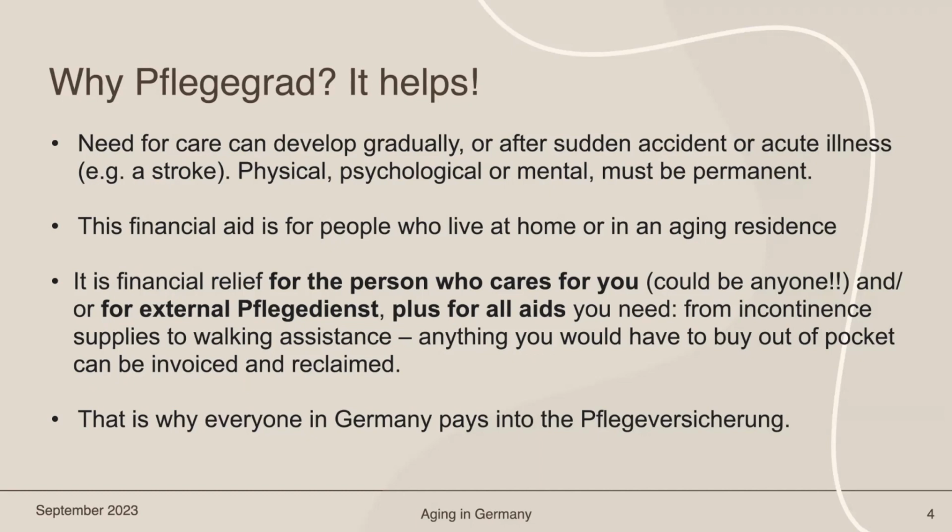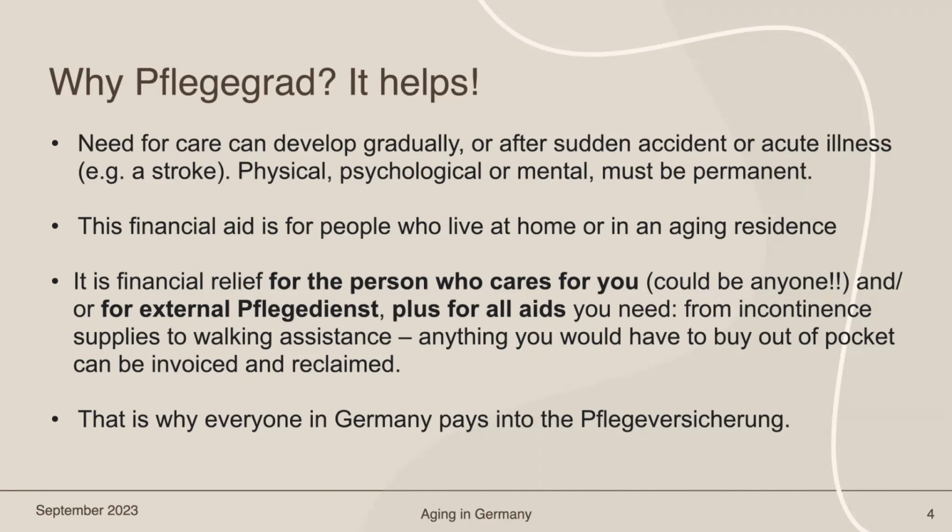And then there's also money available for things like walking assistance, incontinence supplies, anything that you normally would just say, oh, I'm just going to the drugstore and buy my incontinence pads or whatever. You don't have to pay for this on your own. You can get assistance with out-of-pocket expenses, and you can invoice them and reclaim that money.